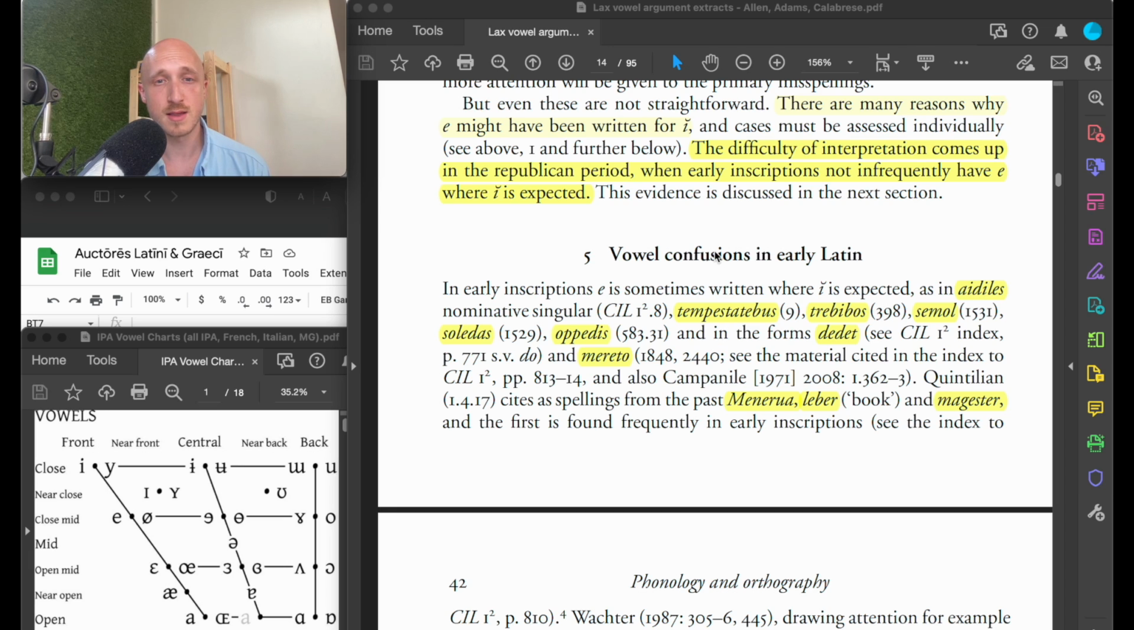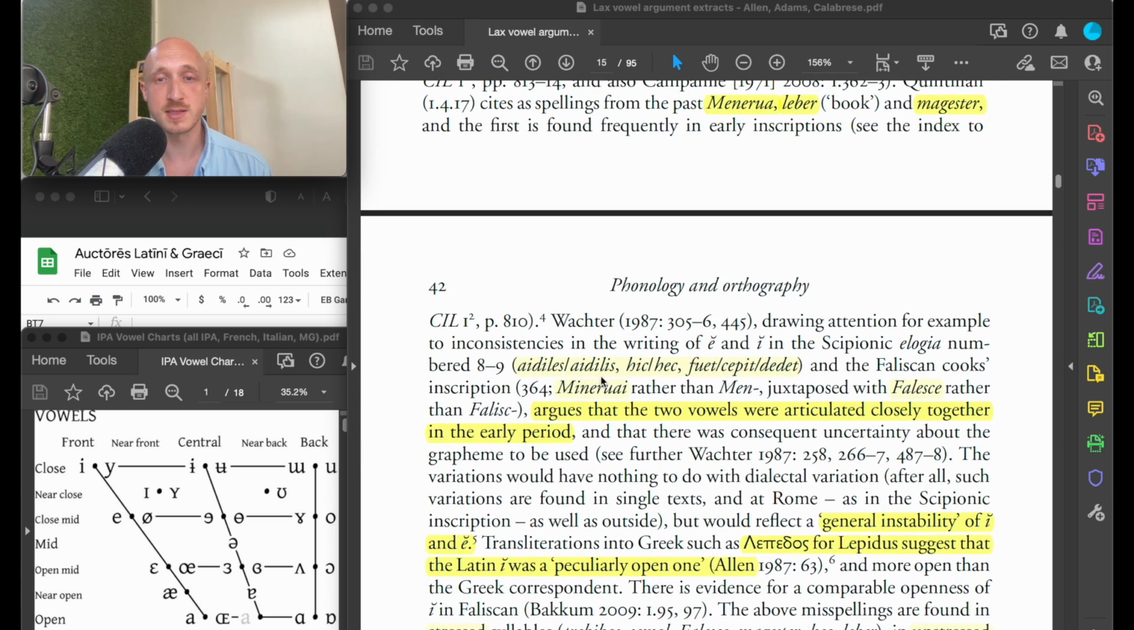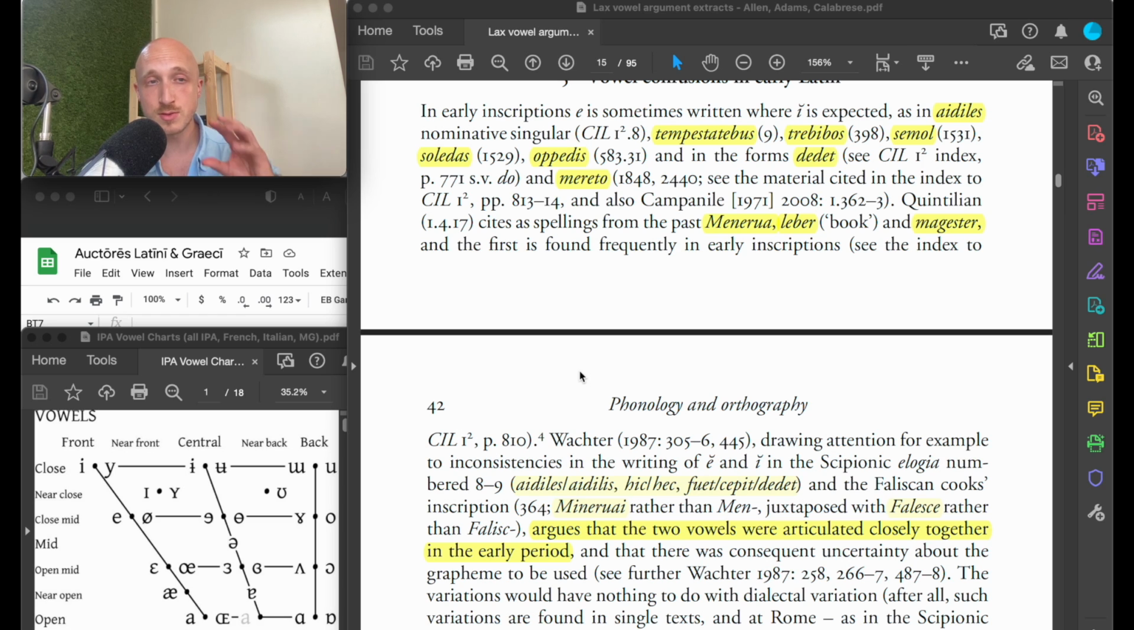Now, the first is that these are extremely rare. And compared to all the other misspellings or non-standard spellings, these don't have a significant impact, as J.N. Adams will demonstrate here. For example, aidiles, aidilis, sic hec, fuet, capit, dedet, and so forth, these different misspellings. The Classical Latin vowel system had not fully developed yet, specifically one in which the O closes to U and the E closes to E.